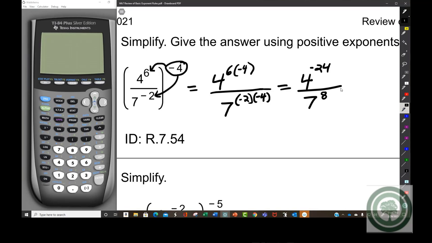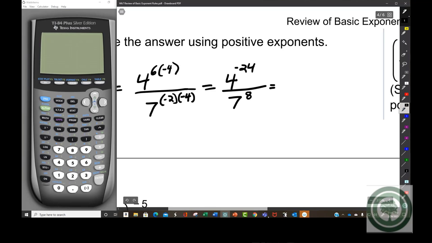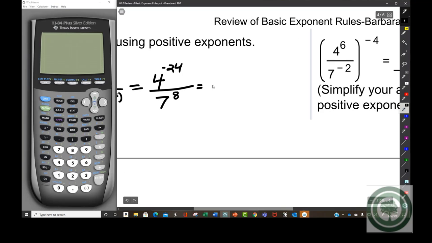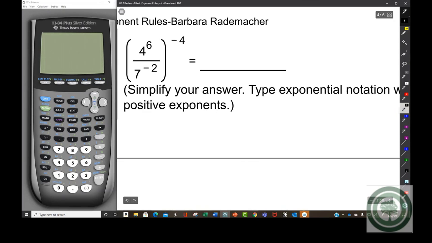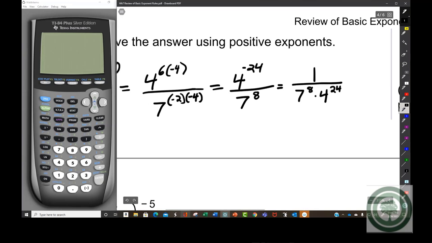Ah, this guy's unhappy where he's living. So, move him down to the first floor. We'll have 1 over 7 to the 8th power times 4 to the 24th power. And the answer says simplify your answer, type exponential notation, which means have exponents in your answer, with positive exponents. That is, don't leave the answer like this. Make it like this, but this is an acceptable answer. You don't have to make those into one number.